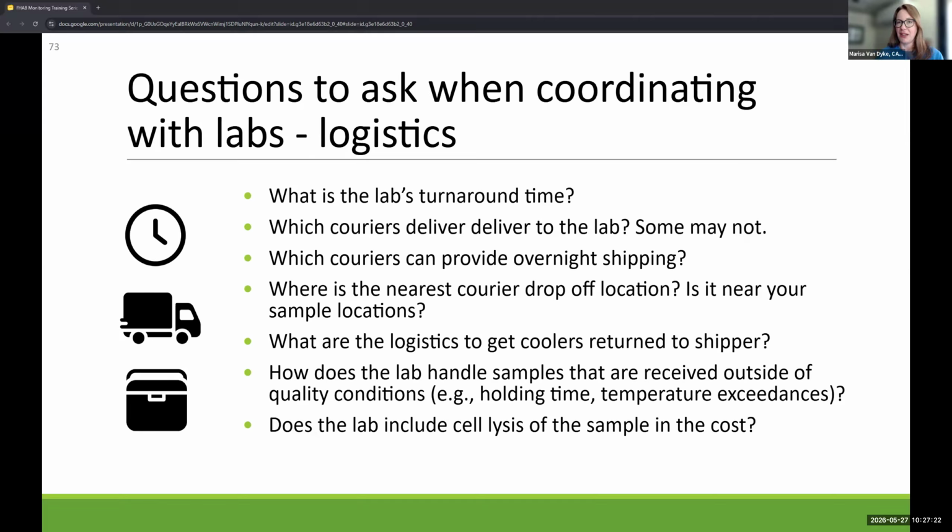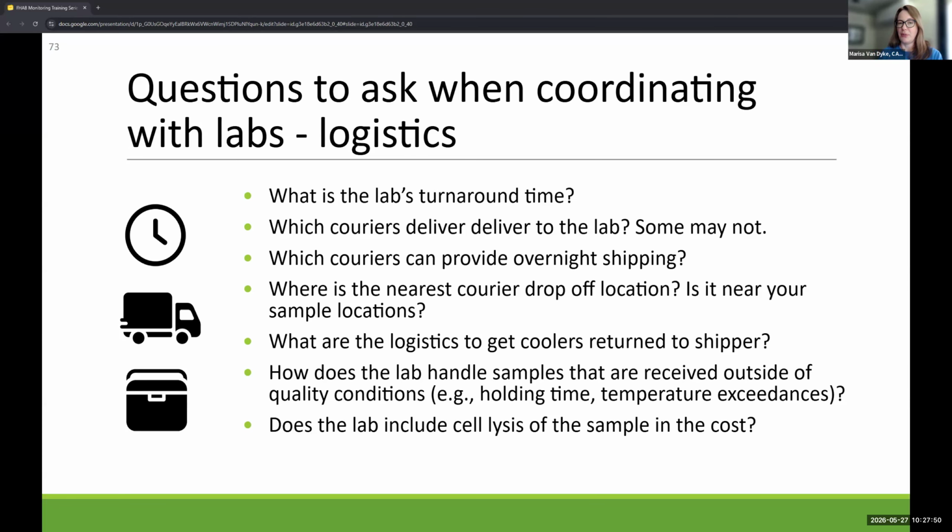So further, beyond turnaround time, the slide has some frequently asked questions that we ask, and that we provide guidance on, that others frequently ask about laboratories, to understand what their capabilities are. Particularly, shipping logistics is something that really can change every year. So it's really important to survey the lab that you choose and to maintain that.